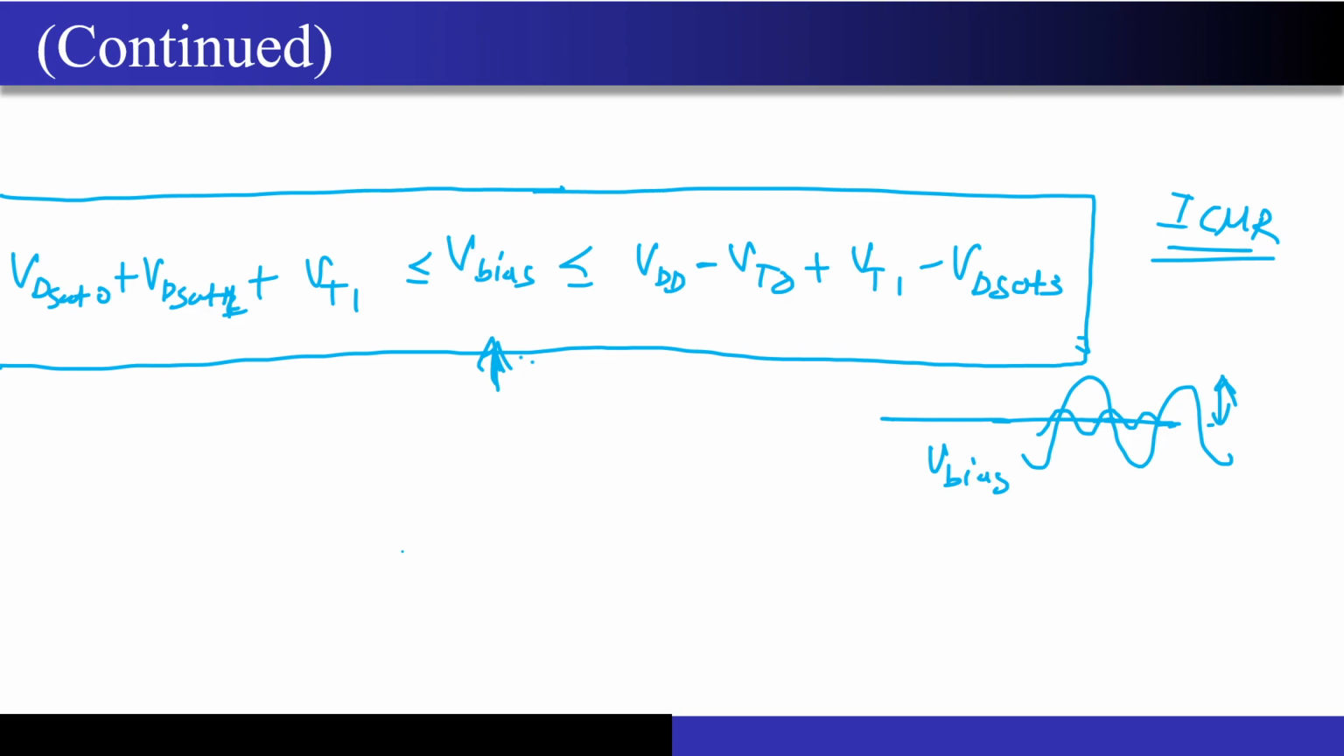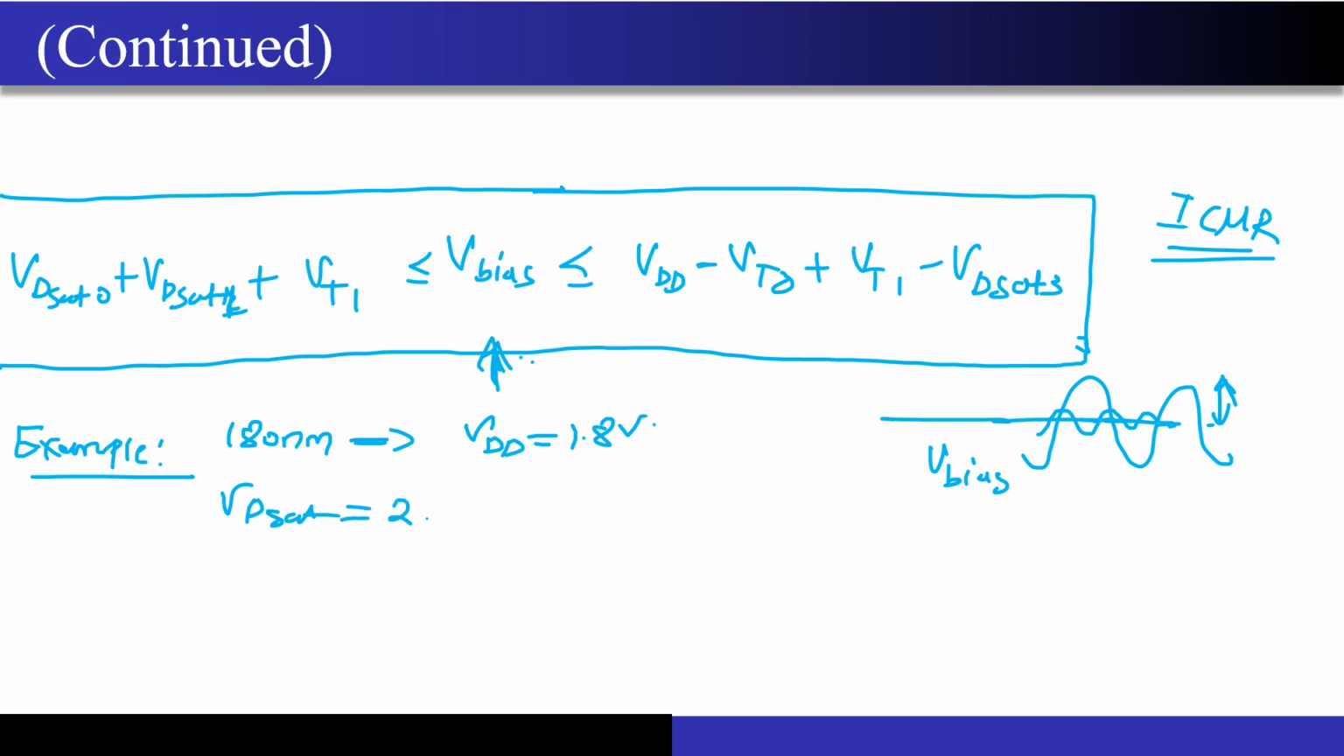What do I mean? Let's take one example so that everything becomes clear, and put some numbers. If you take 180 nanometer CMOS technology, usually the supply voltage VDD is 1.8 volts. The VDSAT depends on the designer, but usually we keep it around 200 millivolts to keep a very robust design. VTH of PMOS I'm assuming to be equal to NMOS just for this case. Some 50-60 millivolt variation will be there, but that does not matter here. I'm assuming it to be 500 millivolts.